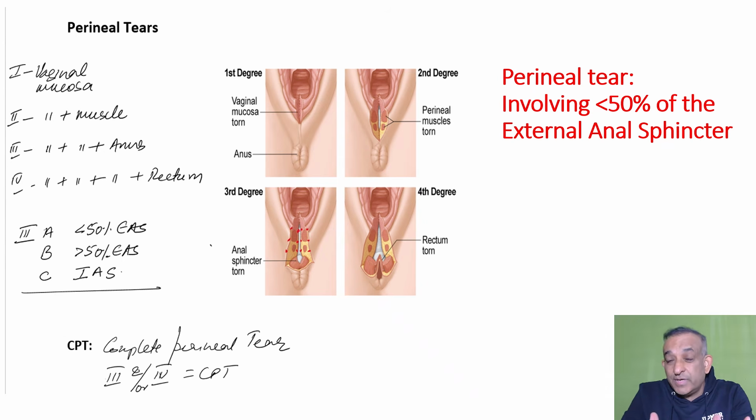I hope the choices were given like that, type 3A or type 3B or type 3C. So type 3A is less than 50% of the external anal sphincter, type 3B is more than 50% of the external anal sphincter, and type 3C is the internal anal sphincter tear. Of course, if the rectum is involved in the perineal tear, it is type 4 tear. And type 3 and type 4 both are known as complete perineal tears. So I'm sure you got that correct.